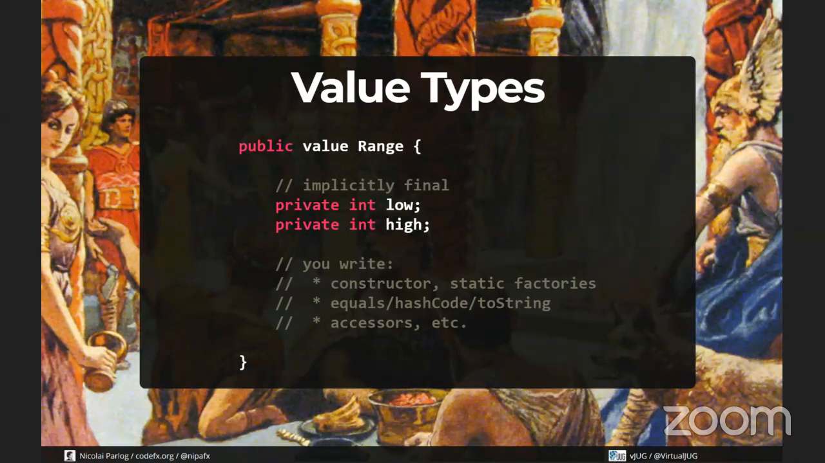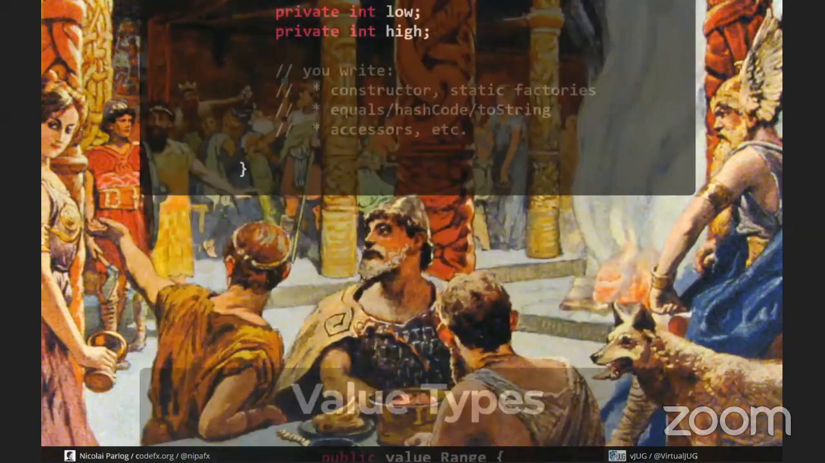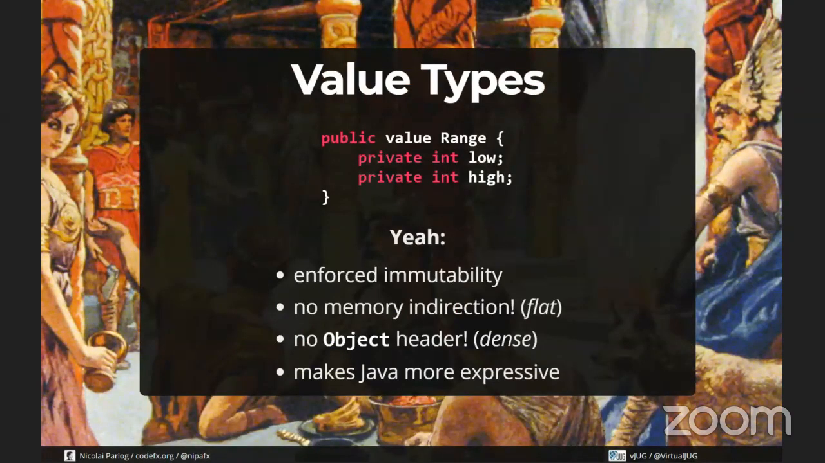So there you go. You can maybe do something like public value range. You have a low and a high field there. They will be implicitly final. And then you also have to write everything else, right? Constructors and static factories, equals, hashCode, toString, whatever you still want to have, you still have to write them on your own. Because what you get here really are enforced immutability, no memory indirection, no object header. So that means wherever you pass a range, you don't actually pass a pointer to a range, you pass a low and a high. You pass two ints.